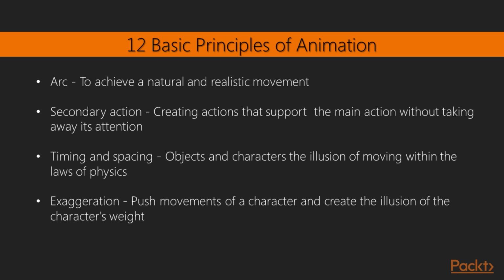Number 9. Timing and spacing. Timing and spacing in animation is what gives objects and characters the illusion of moving within the laws of physics. The timing refers to the number of frames between two poses. Spacing, on the other hand, refers to how those individual frames are placed. If the spacing is close between the frames, the object moves slower. If the spacing is further apart, the object moves faster.